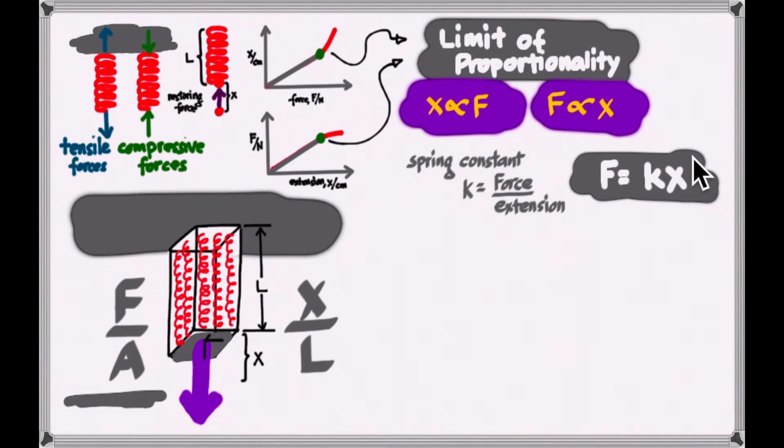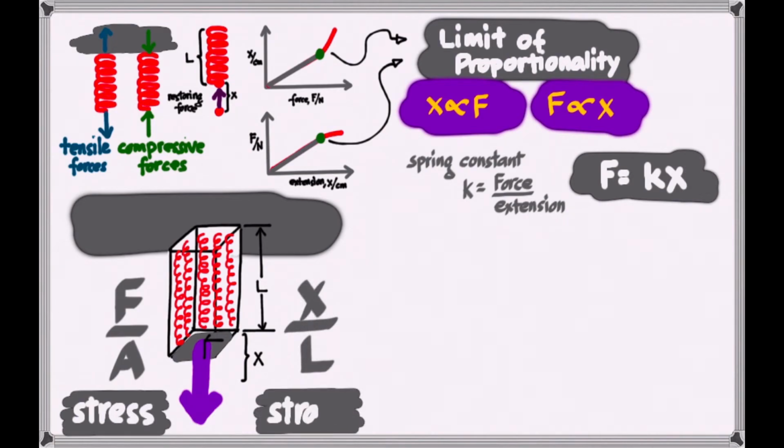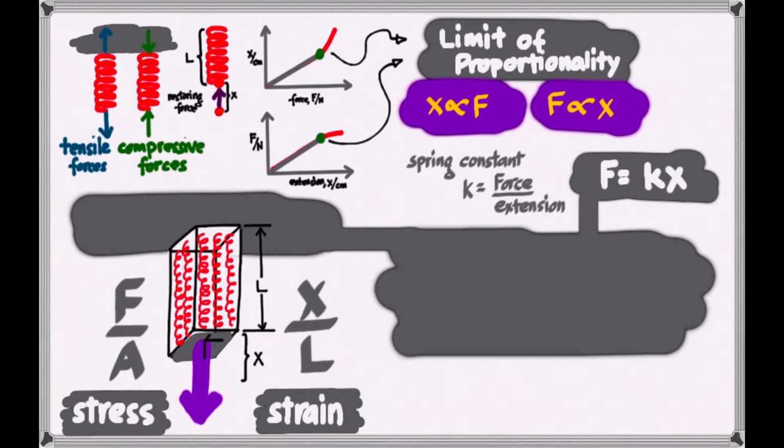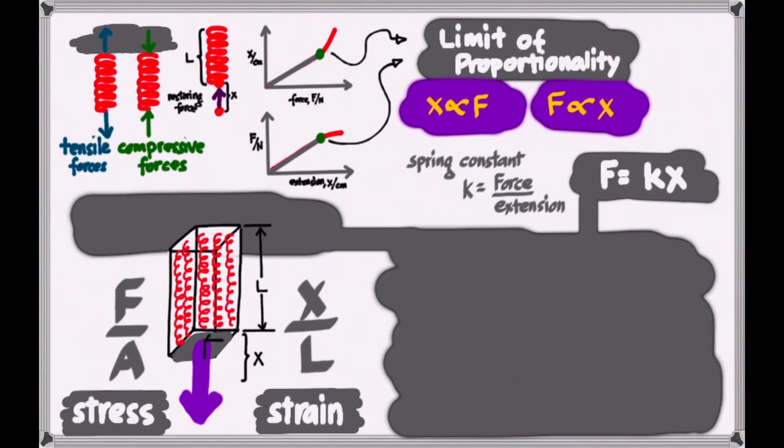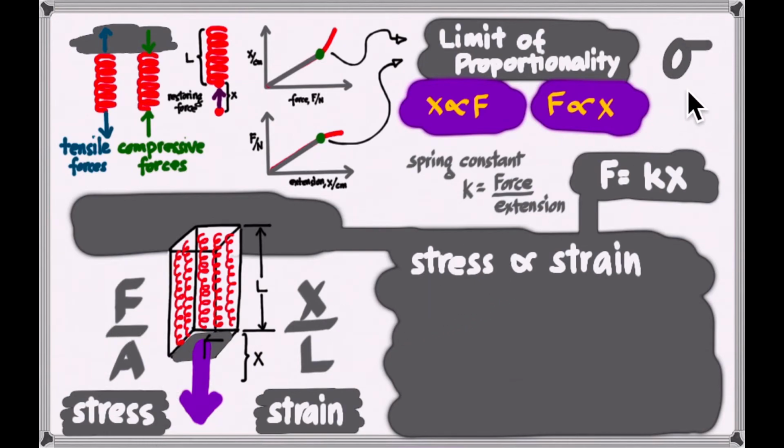People call this F over A here the stress, and this extension over the original length here the strain. And if we are to graph these quantities, we'll have a similar graph as when we did it to get this equation. The relationship between stress and strain is similar to the spring's F and X. Stress is directly proportional to the strain. The stress experienced by the particles or the material as a whole is given by this F over A, and stress is represented by the lowercase sigma, this. For the strain, this quantity here, we use epsilon, this symbol.